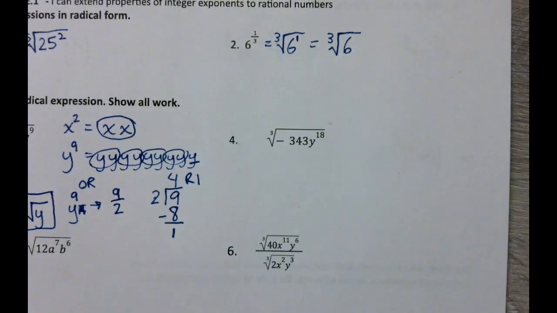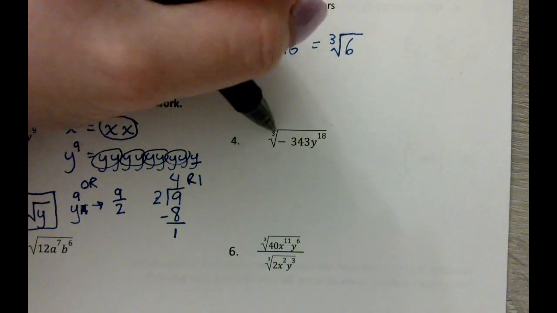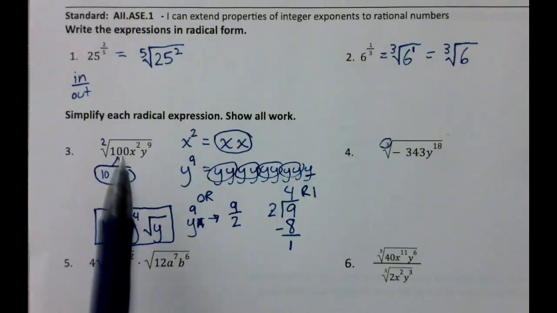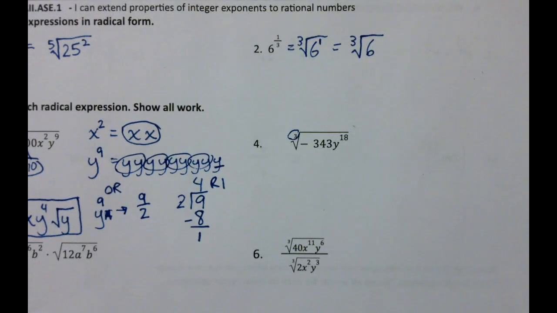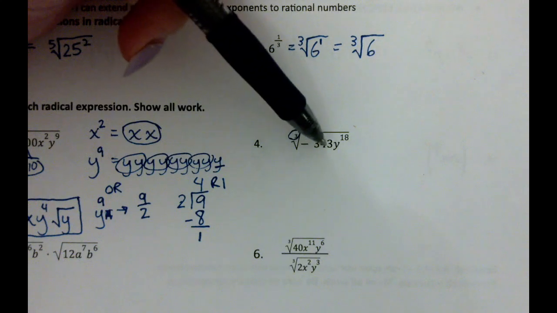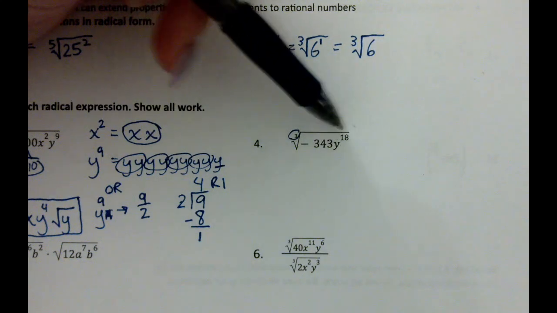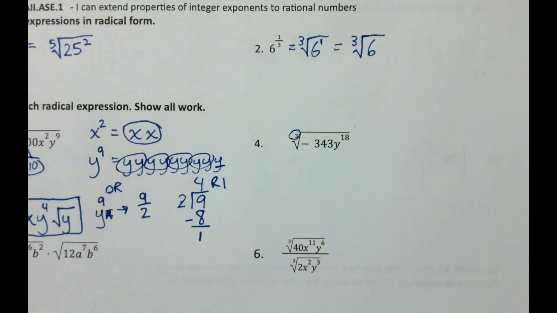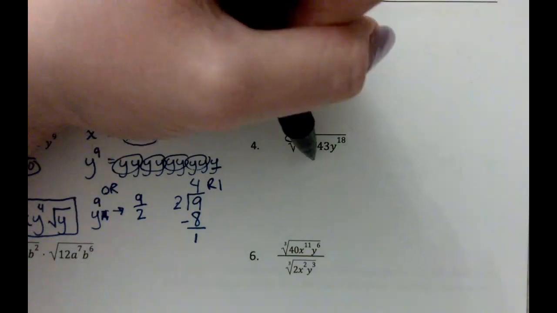We have a cube root here. Notice the 3. So when we make our circles, because I'm not going to do them with the letters, we're looking for groups of 3. Negative 343 y to the 18th. See, that's 18. If you want to write out 18 y's, be my guest. I'm not going to. Okay, let's break down the number first.